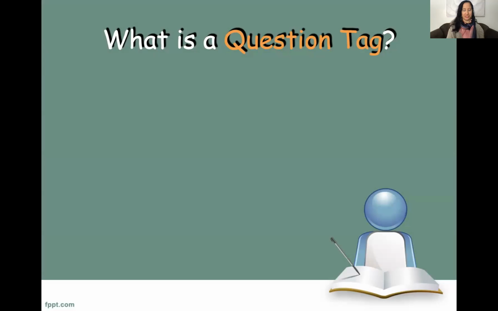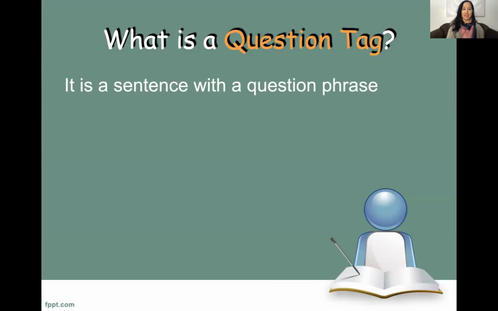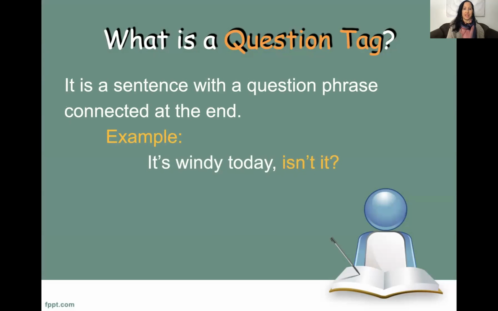What is a question tag? It is a sentence with a question phrase connected at the end. For example, it's windy today, isn't it? If you notice, it's windy today is the sentence part, and isn't it is the question tag. Does this look familiar?